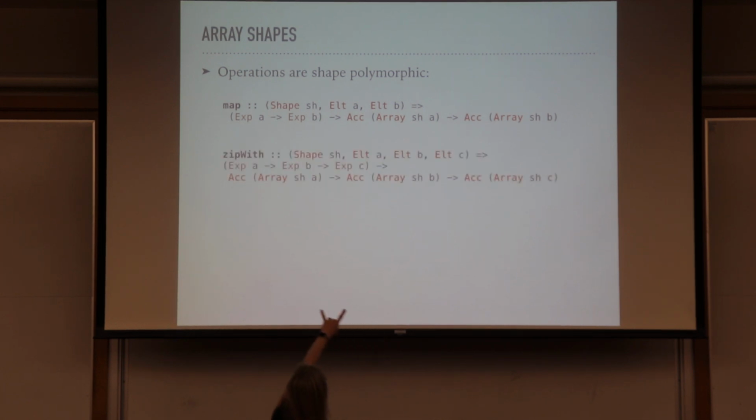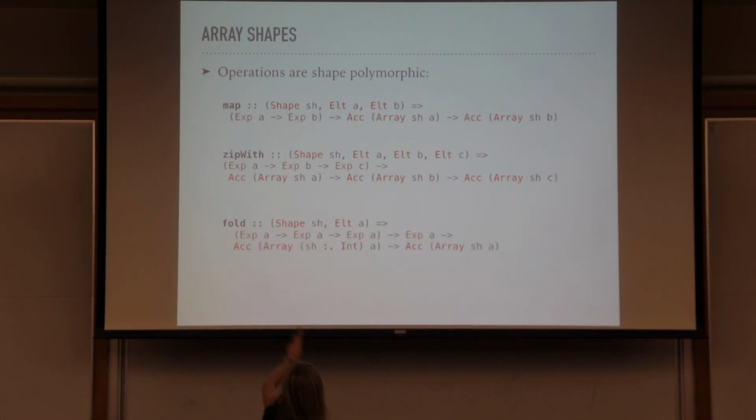zipWith: the interesting bit here is only that the dimensionalities have to be the same. So I can give you two one-dimensional vectors, and then zipWith works. They don't have to be the same size. The result is the size of the shortest. But they have to have the same dimensionality. I can't zip a vector and a matrix. But I can zip a vector of size 10 and a vector of size 20, and I get a vector of size 10 back.